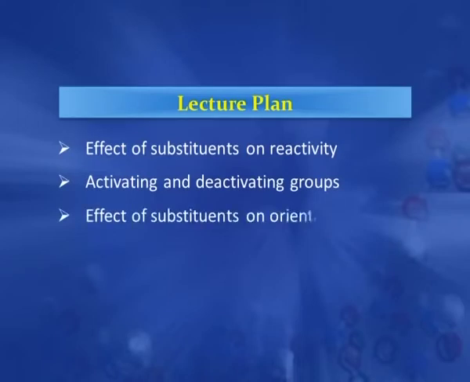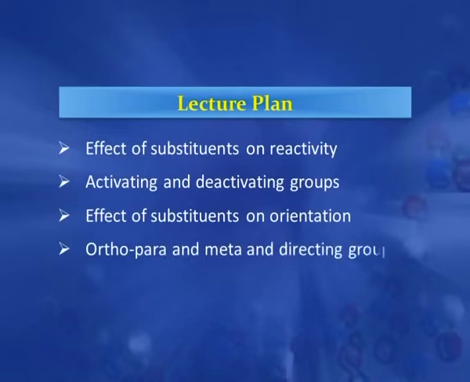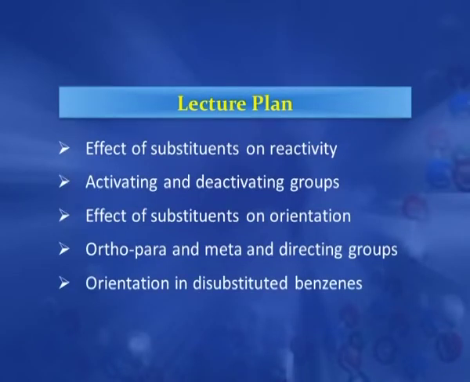and further we see the effect of these substituents on orientation, that means on which position the attack of the incoming group will take place, and that is known as orientation. That can take place on ortho, para or meta position, and we will see which groups are responsible for ortho para attack and which groups are responsible for meta attack. We further discuss today the orientation in di-substituted benzenes.